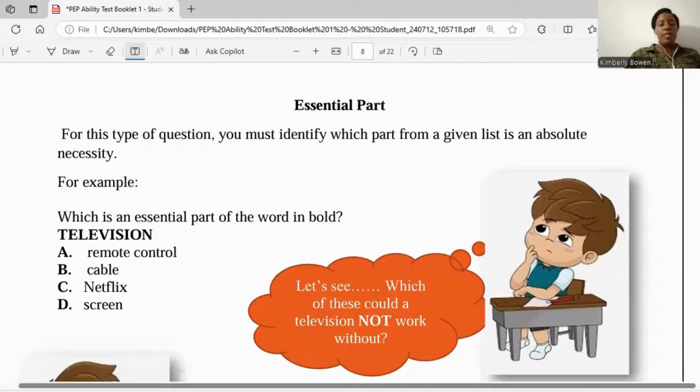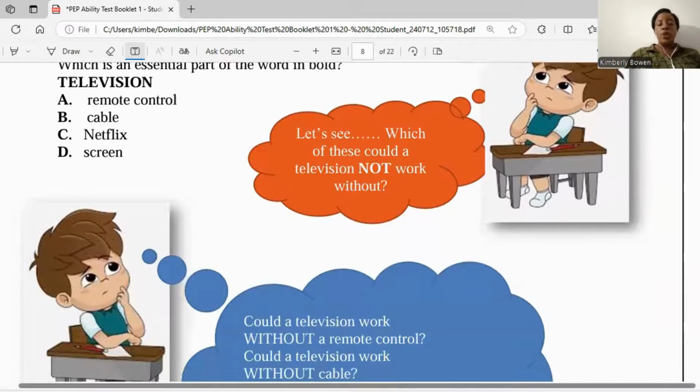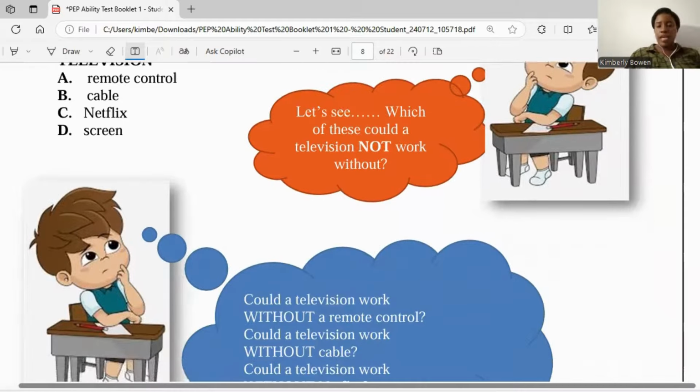The word in bold is television. Is the remote control an essential part of the television? Is it the cable, Netflix, or the screen? Which of these could a television not work without? Let's see. Could a television work without a remote control? If you answered yes, that is correct.